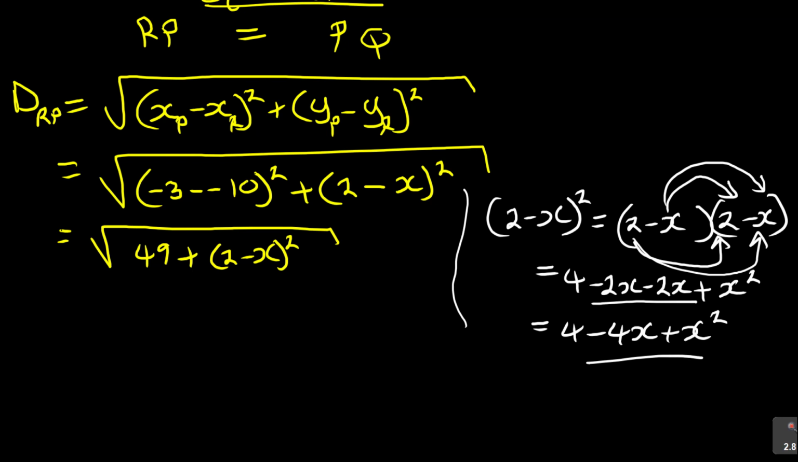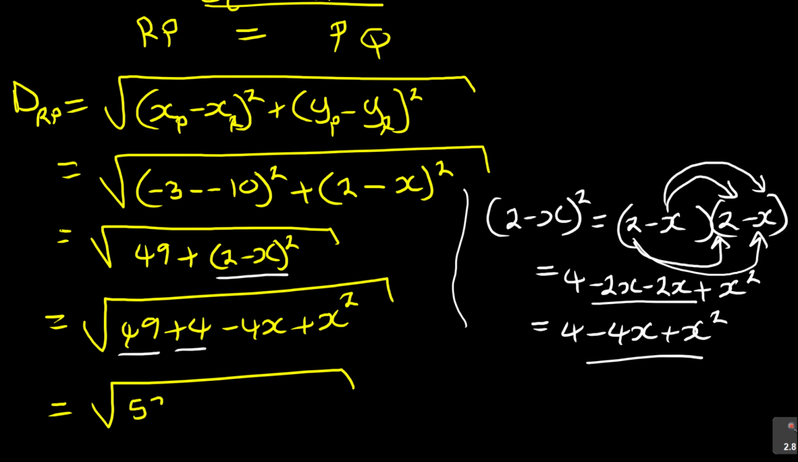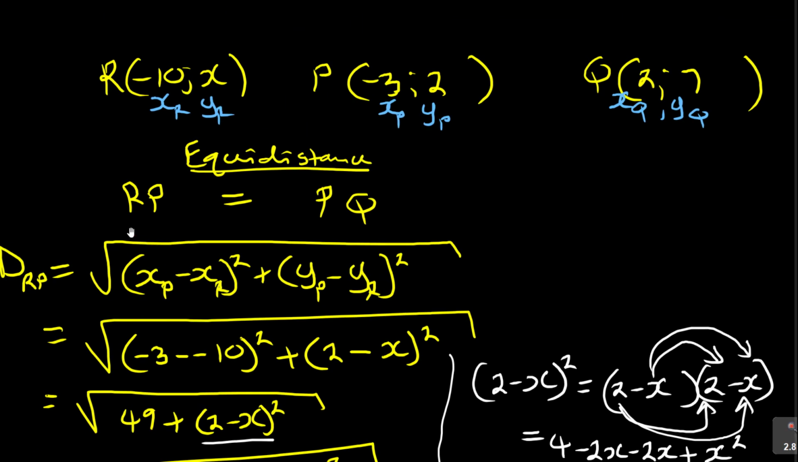Alright. This is what we put in here, so that it goes on to say equal to square root of 49 plus, then we've got 4 minus 4x plus x squared. See, so now we have got common terms. 49 plus 4, what is it? It's 53. So you've got 53 minus 4x plus x squared. See, it's good marks. In an exam you might find that this is 5 marks, the whole question. So we have done RP.